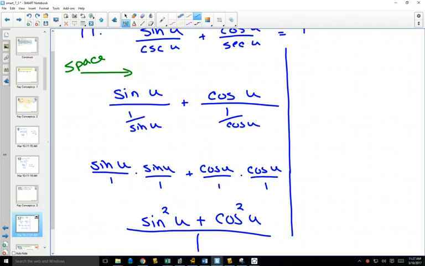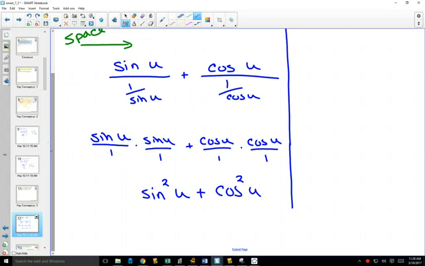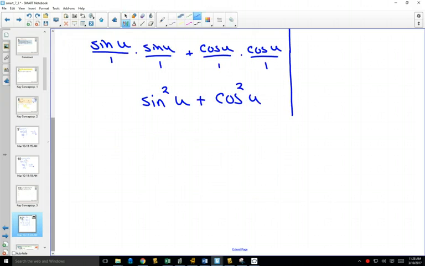But I still haven't got them identical. My right side is 1, my left side is sine squared plus cos squared. And that was one of our big ideas from the previous unit. Sine squared plus cos squared, if the angle is the same, is always equal to 1. And now my two sides are identical, so I can write my final statement that my left side is equal to my right side. And I'm all done.